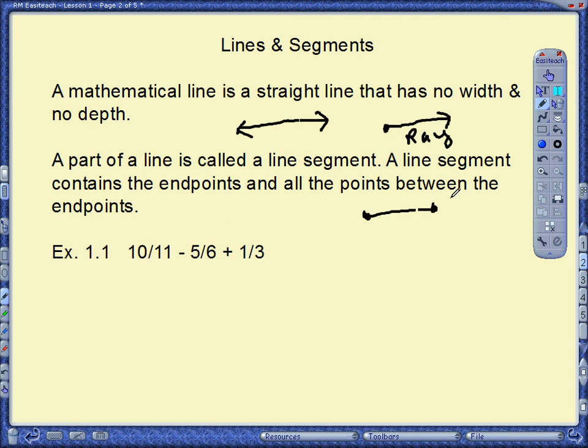So a line segment contains the endpoints and all the points in between. If we named this AC, this line AC, we would do it like this.